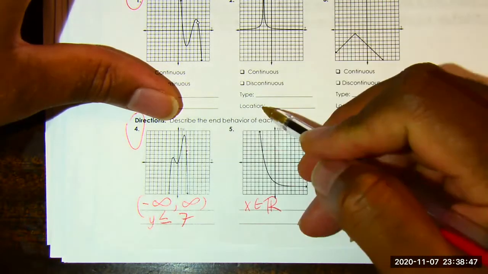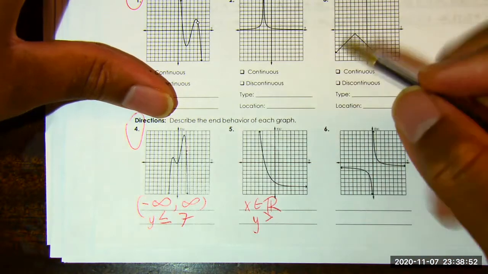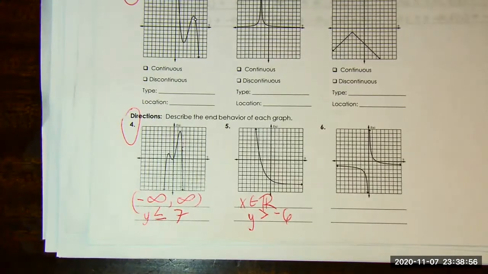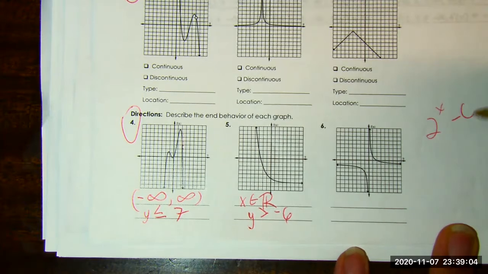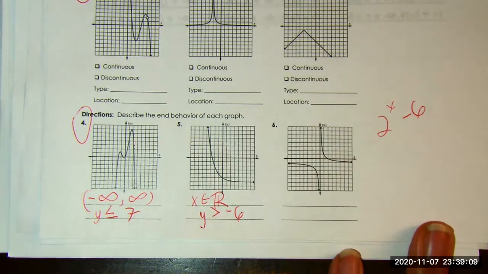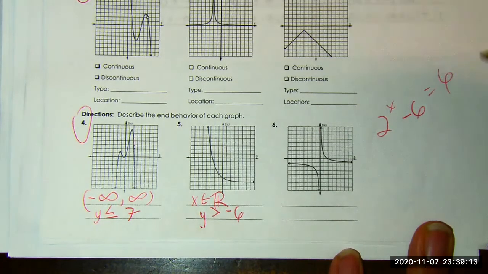The range is not all real numbers. The range is y is greater than, what was that, negative 6. I'm not going to make the assumption that it becomes negative 6. I would need the actual function. I'm thinking the actual function might be 2 raised to the x minus 6, because it looks like the parent function 2 raised to the x. But in order to tell if it actually ever equals negative 6, set it equal to negative 6.